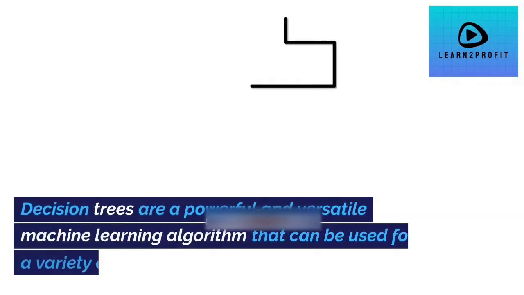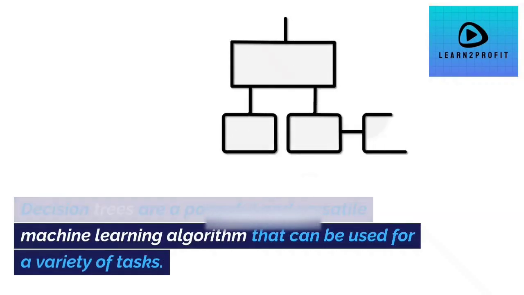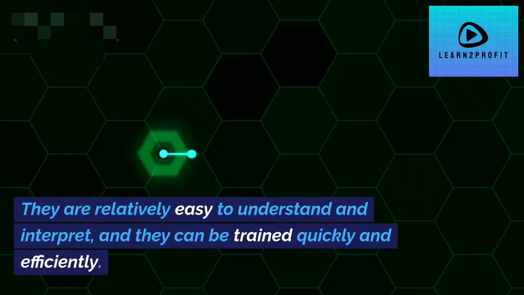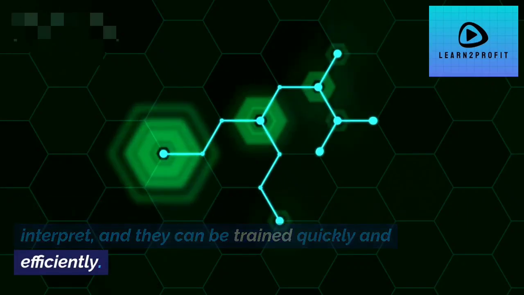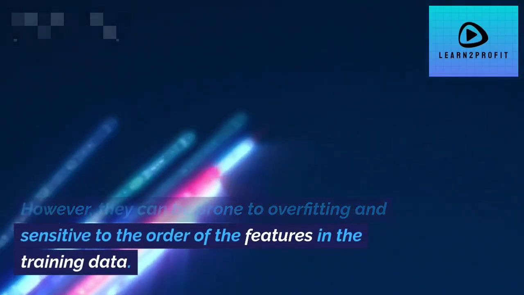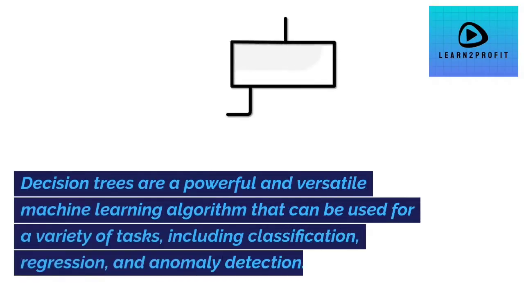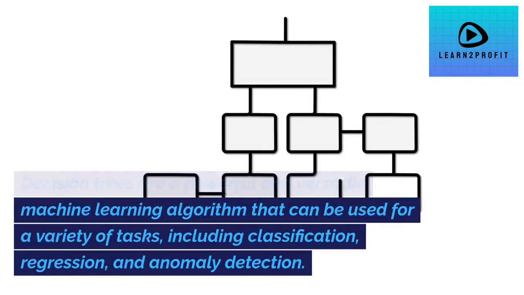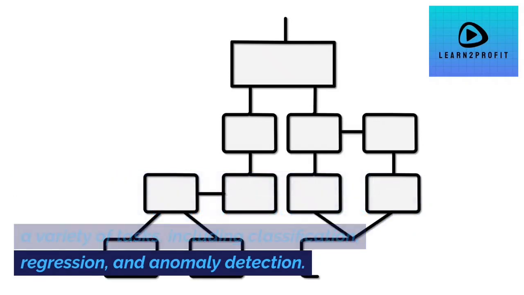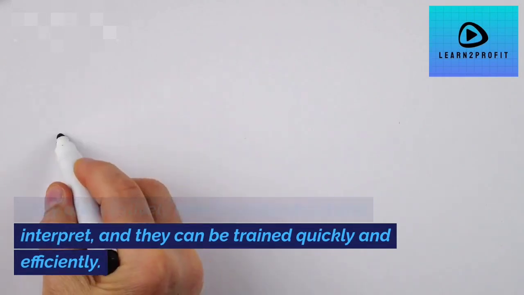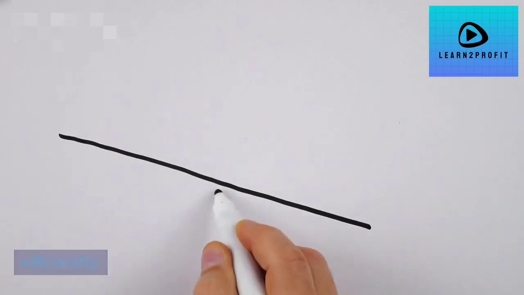Decision trees are a powerful and versatile machine learning algorithm that can be used for a variety of tasks, including classification, regression, and anomaly detection. They are relatively easy to understand and interpret, and they can be trained quickly and efficiently. However, they can be prone to overfitting and sensitive to the order of the features in the training data.